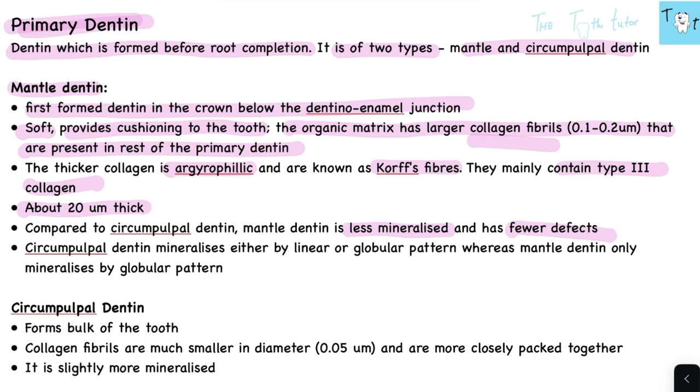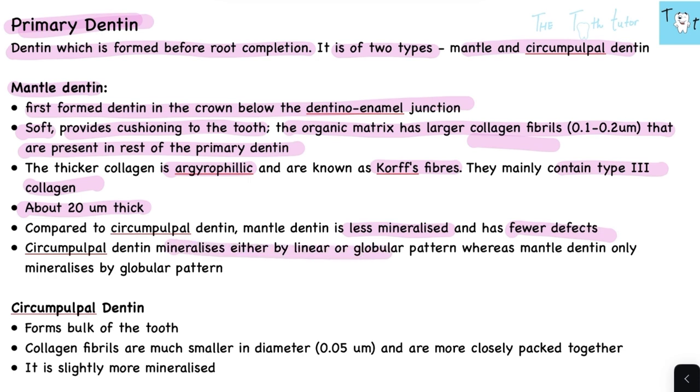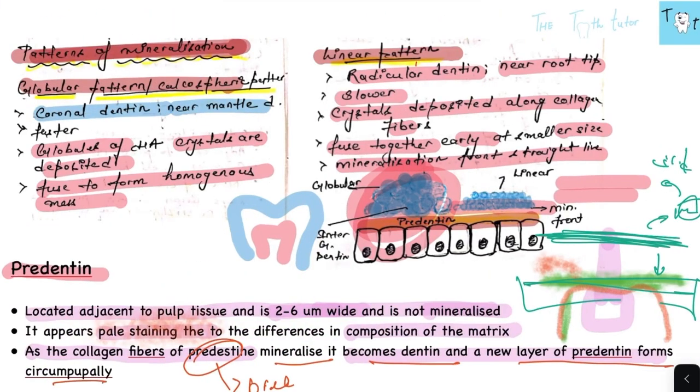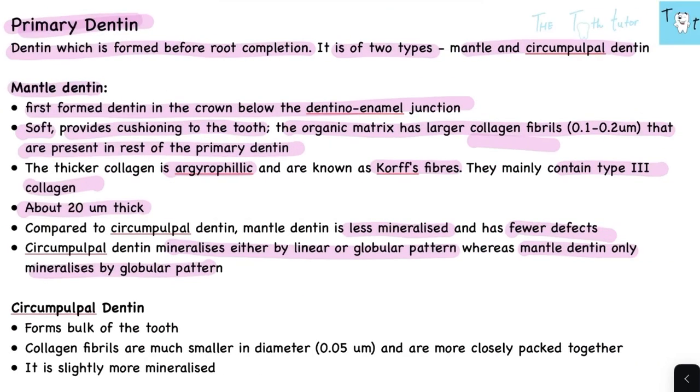And the circumpulpal dentin, the dentin that forms the bulk, mineralizes by either a linear or globular pattern, whereas mantle dentin only mineralizes by a globular pattern. So this pattern of mineralization, I told you, will happen at the circumpulpal dentin. The bulk can undergo either linear or globular mineralization, but the first layer will only have globular mineralization. Now the second layer, that is the circumpulpal dentin, forms the bulk of the tooth.